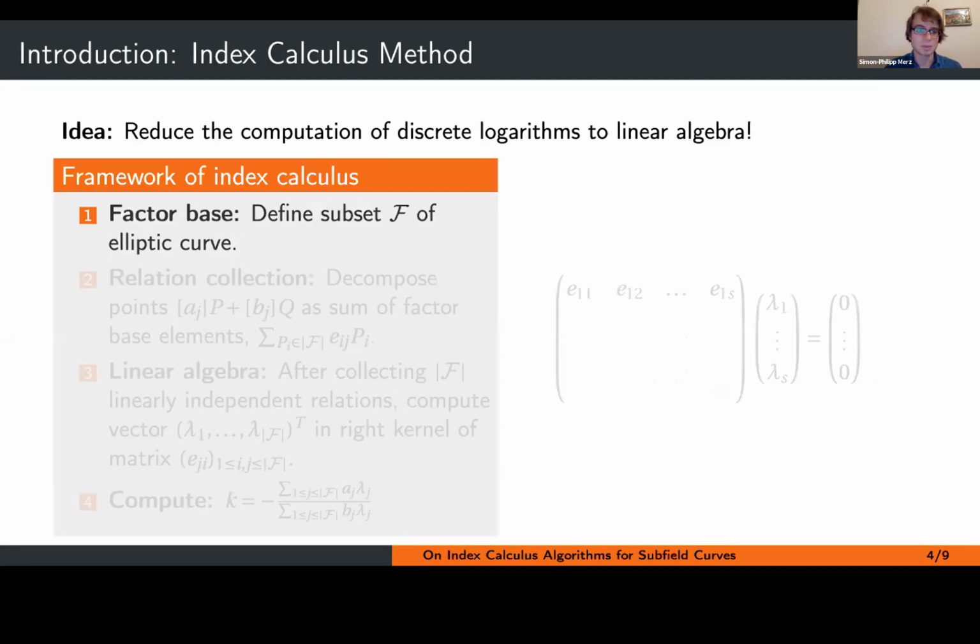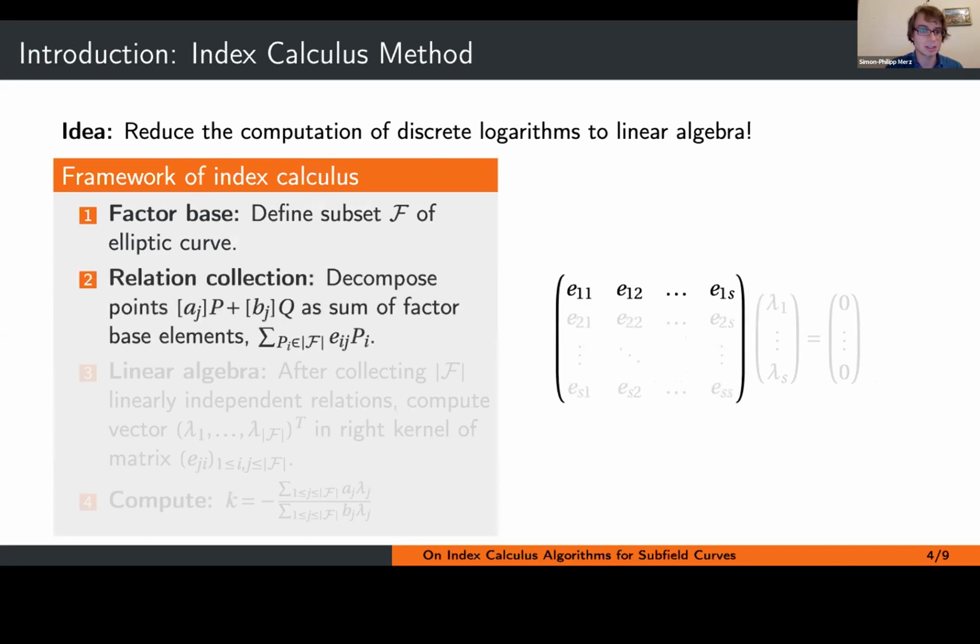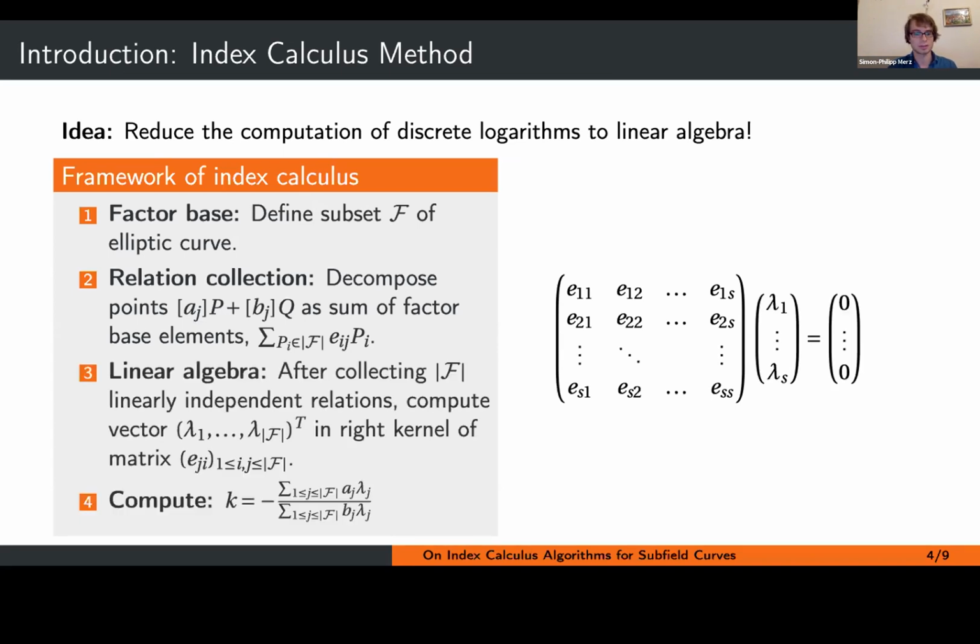So in index calculus, we pick a factor base. It's just a subset of the group in which we want to solve the discrete logarithm problem. And then we solve the relation collection problem, which is just expressing certain linear combinations of points as sums of factor base elements, and then we keep collecting these relations until we have a matrix with as many linearly independent rows as there are elements in our factor base, and we're left with a linear algebra problem in order to finally solve the elliptic curve discrete logarithm problem.